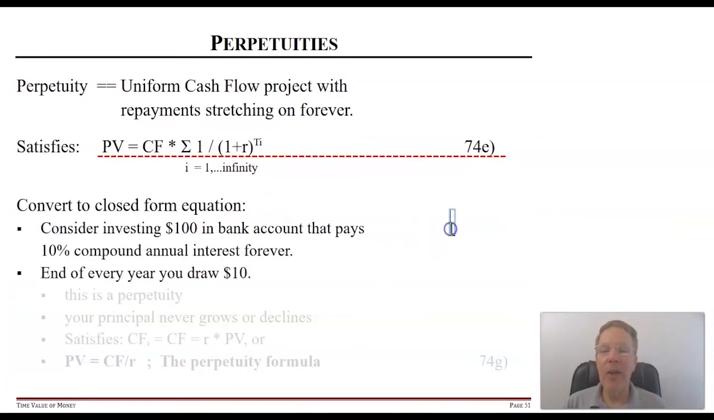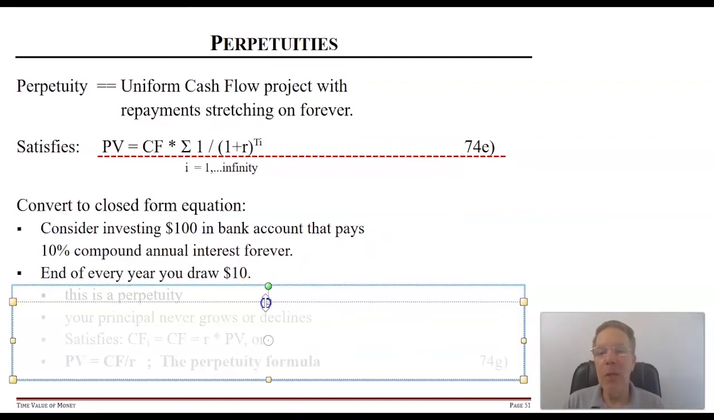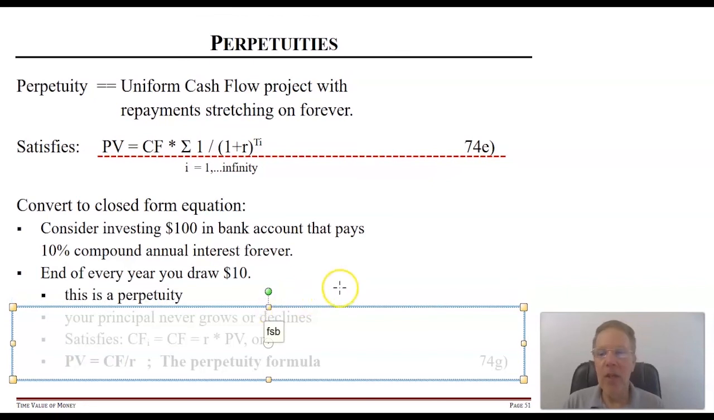Let's think about how this could work. Let's say we have $100 that we're going to invest in a bank account that pays 10% compound interest forever. But every year at the end of the year, we take out $10. So what's happened? Our 100 has grown to 110. We take out 10, we're back to 100. Next year, it's just going to grow to 110 again, and so on, and so on. So if we live forever, that would actually be a perpetuity, right?